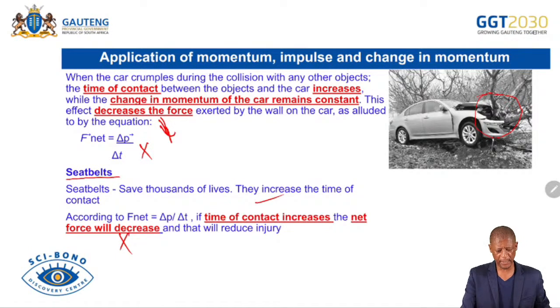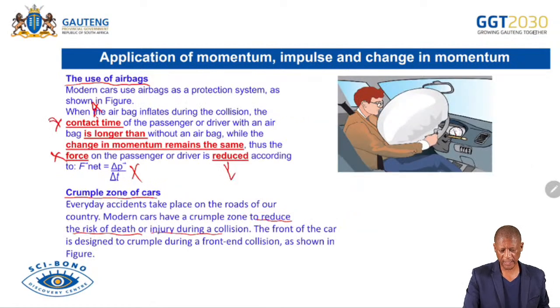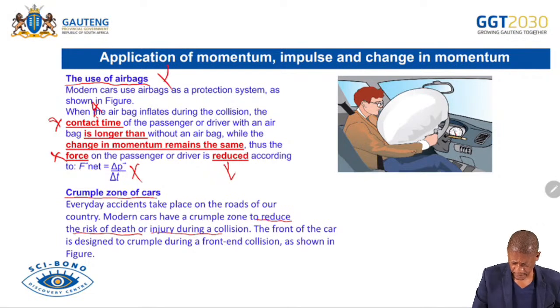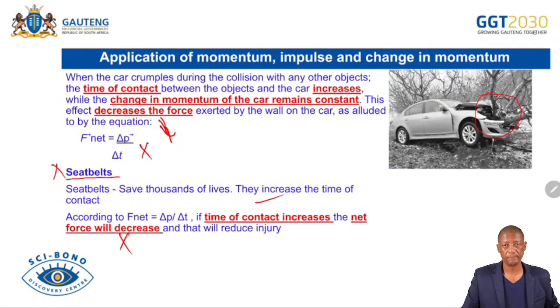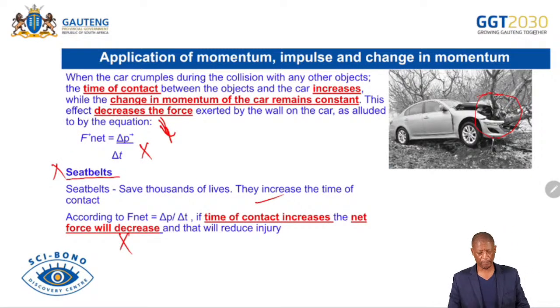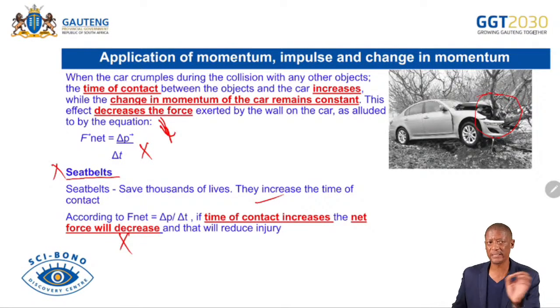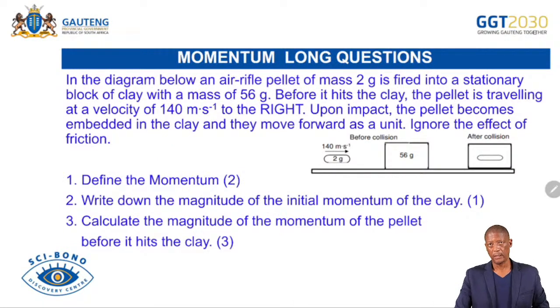And what I mean, these three applications are very important: airbag, crumple zone, seat belt. The fourth one is the headrest. I didn't put it, but the teachers will allude to it. But the application there is the same. The contact time increases, the change in momentum remains the same, and the force decreases.